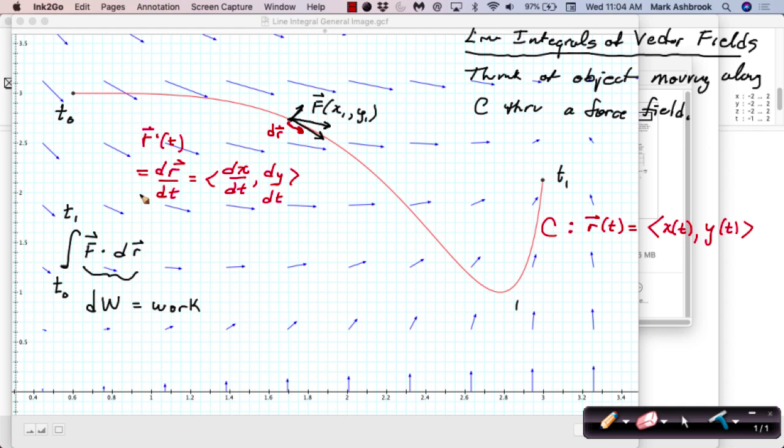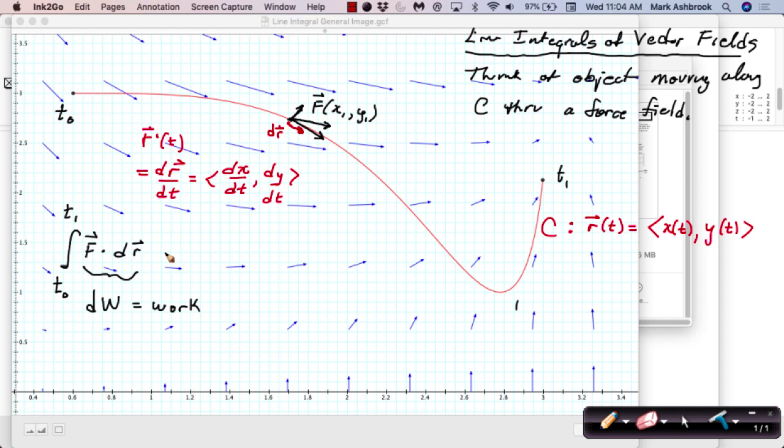So what does that accumulate? It accumulates all the bits of work that the force field is doing on the object as it moves through on the path. So it's the work not done by the object, but the work done by the field on the object as the object stays on the track.